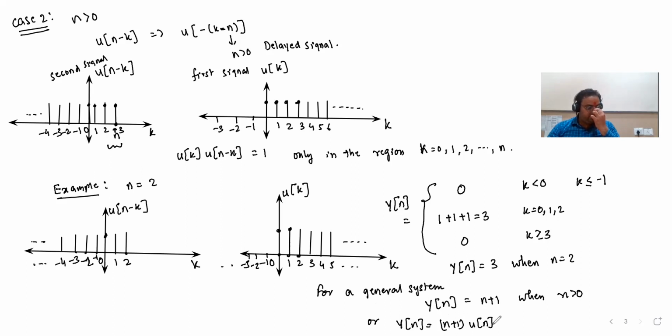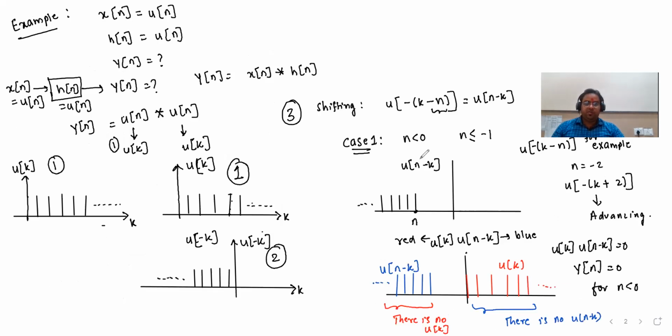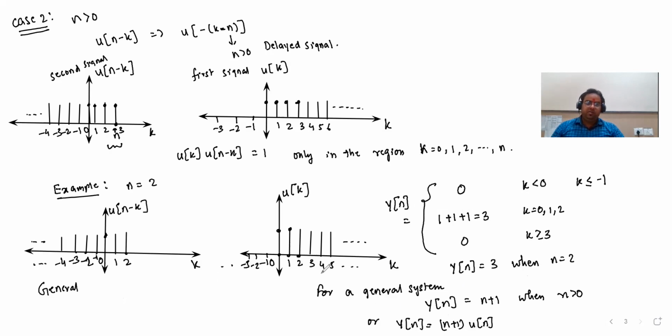Okay, that is what we will obtain here. So in the general solution, after seeing both these cases, the first case was when n is less than 0, and the second case is when n is greater than 0. So I take a new page and write the general solution that we are having.